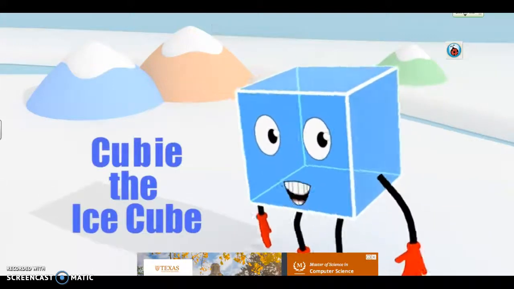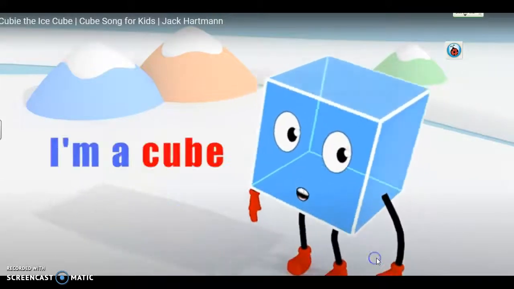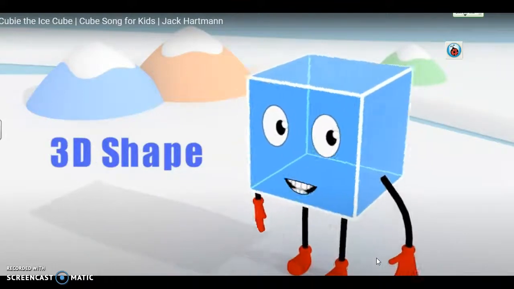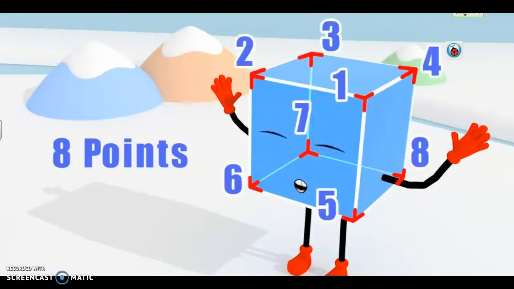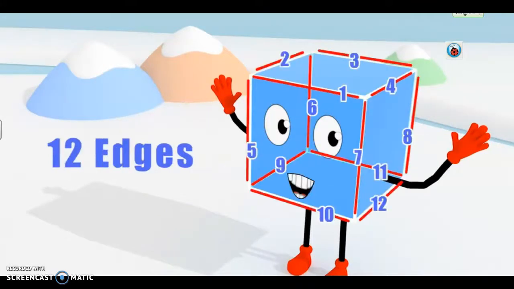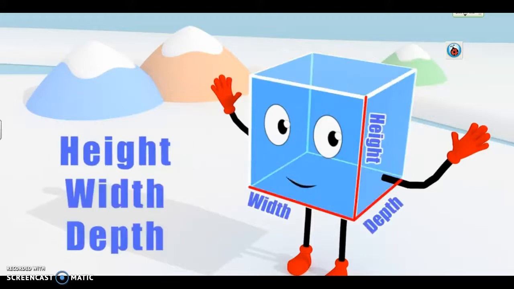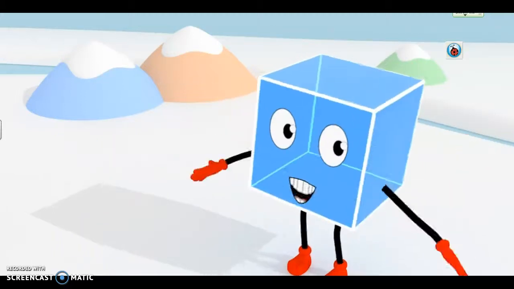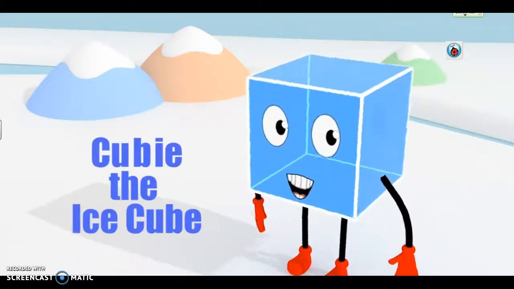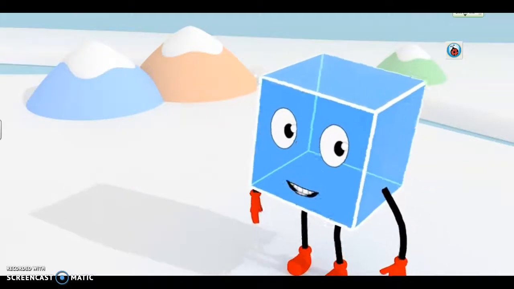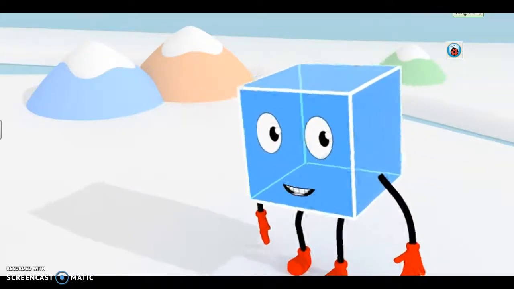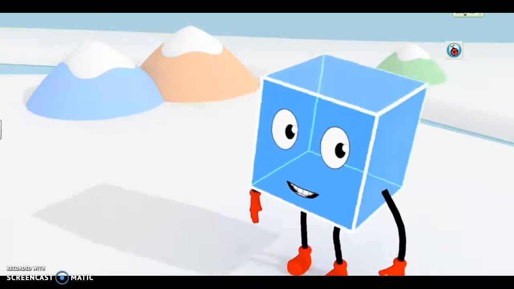I'm QB, the ice cube. I'm a cube, a 3D shape that's really cool. 6 sides, 8 points, and 12 edges and more. My height, width, and depth are equal, and I'm used all around the world by lots of people. I'm QB, the ice cube, and I'm cool.